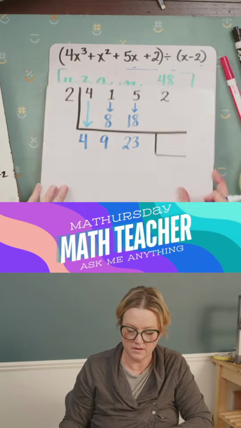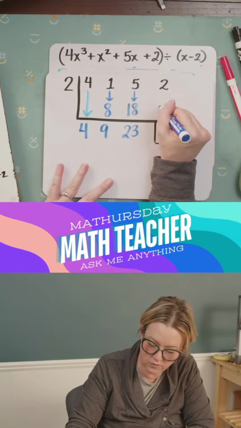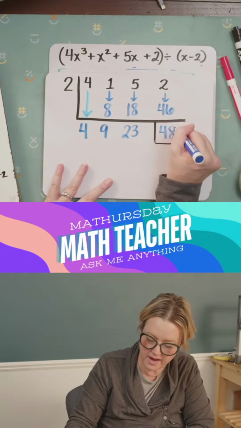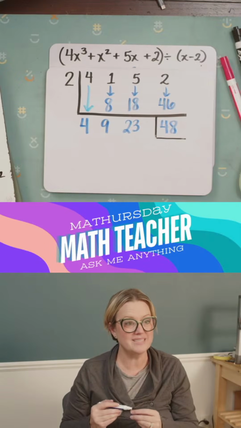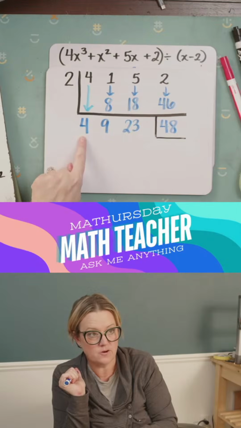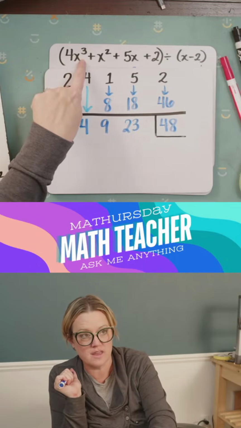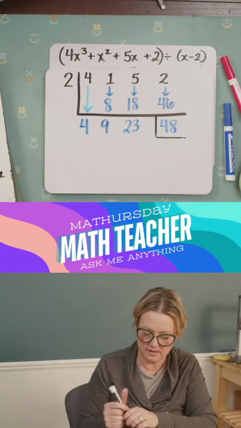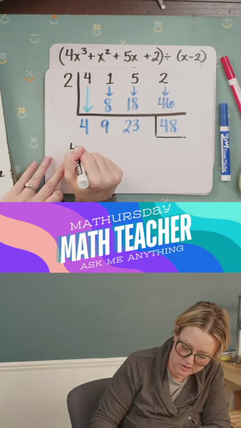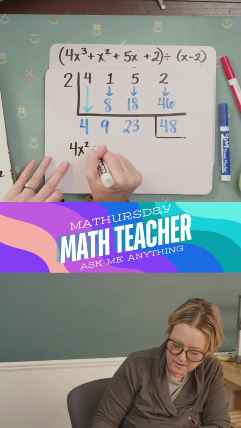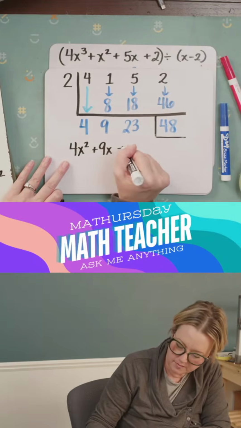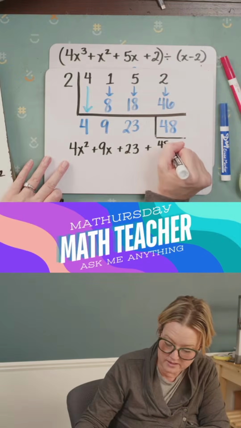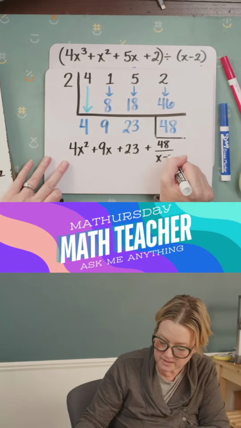Okay. 2 times 23 is 46. I add. My remainder is 48. Now what I do is I take this first term and it's going to be 1 less degree than what I started with. So here I started with a 3rd degree, so this becomes 4x squared plus 9x plus 23 plus my remainder, which is 48, over x minus 2.